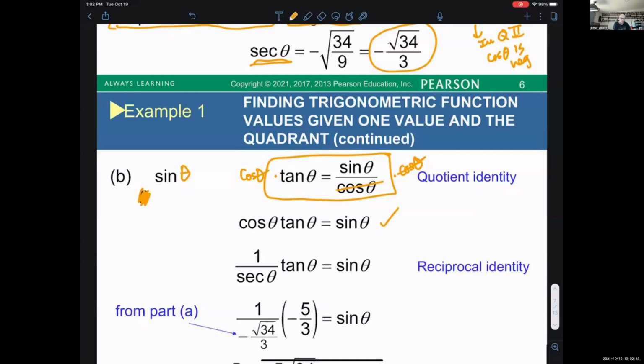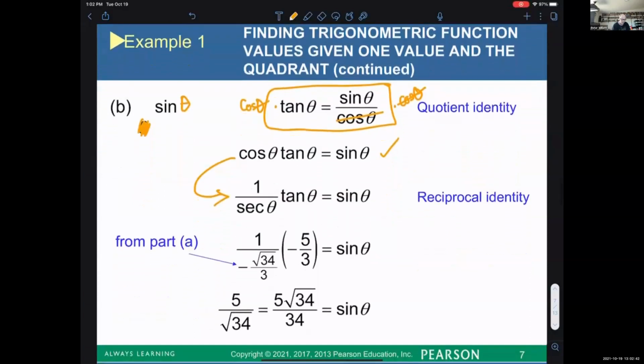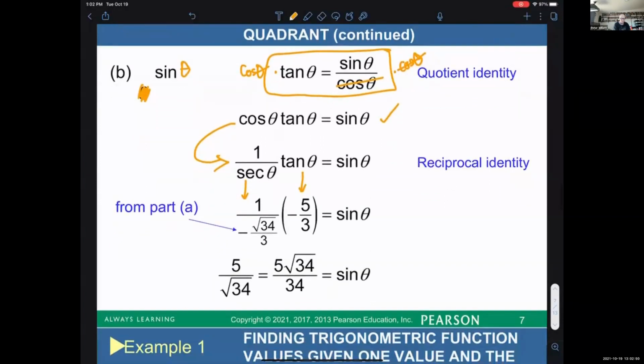Again, we were told what tangent is. Then in part A, we found out what secant was. And secant is the flip or the reciprocal of cosine. So we can use it to find out what cosine is. So they're showing here, secant is the flip of cosine. So cosine is the flip of secant. And we know what the tangent is because that was given. And we know what the secant is because we figured that out in part A. So if we substitute those in, we get an expression. And then we would simplify that expression to get an answer. Now let's take a look at how they did that. Let's look at the simplification.